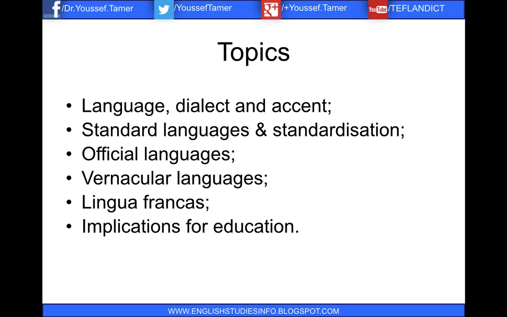And then also we will try to see the implications of all that for education. What all these concepts imply for education.